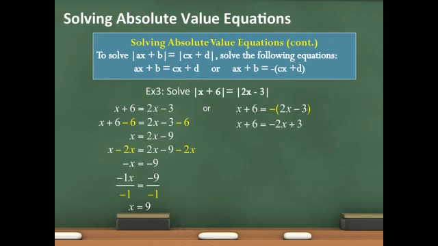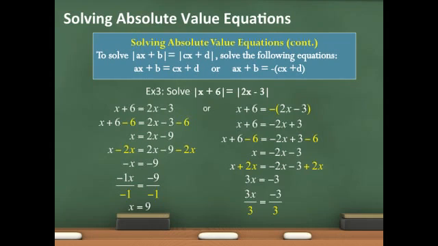Doing so will turn our equation into x plus 6 equals negative 2x plus 3. Next, we subtract 6 from both sides, then add 2x to both sides. This will give us 3x equals negative 3. The last step is to divide by 3 on both sides. This gives us x equals negative 1. Therefore, our two solutions are negative 1 and 9.